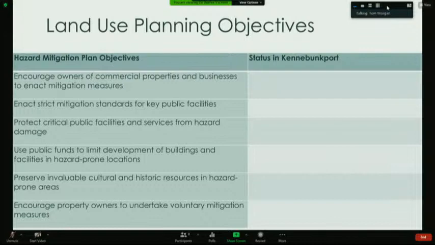Yeah, we circle back to that shoreline access issue again, huh? Yeah. That's right. Two birds.